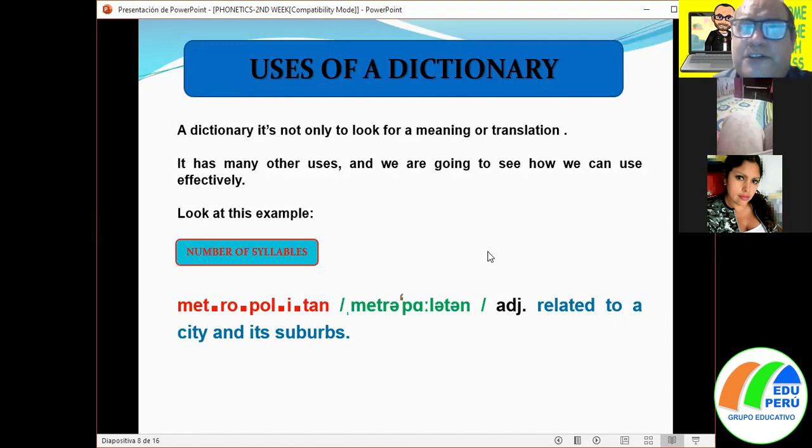So notice what are going to be the uses of a dictionary. One of the uses that we could see in a dictionary is that we could know the number of syllables. Some dictionaries work with dots or points, but you could tell me, oh, teacher, my dictionary doesn't work with dots or points, just a word together, so I don't have the number of syllables. Yes, you can realize the number of syllables.